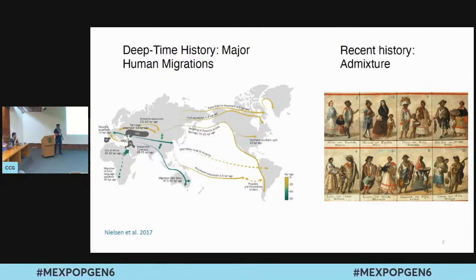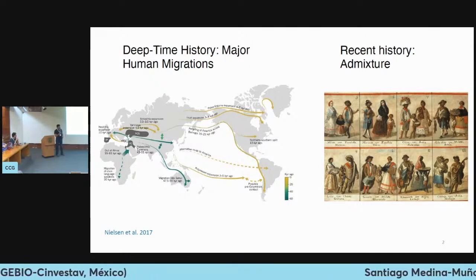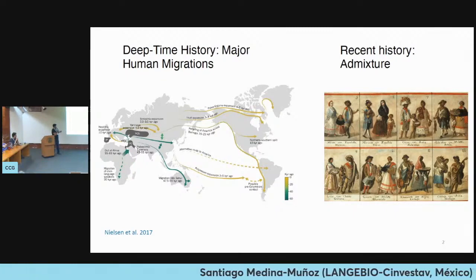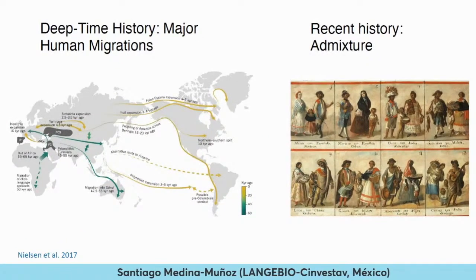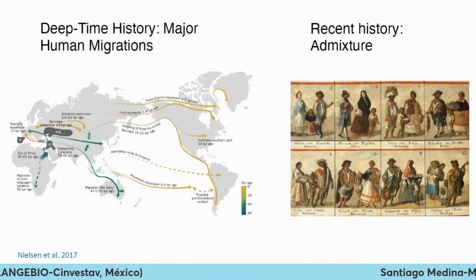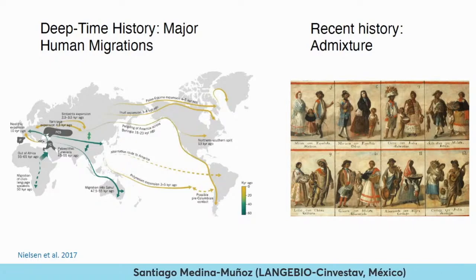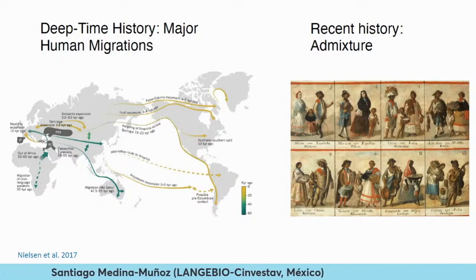The populations in Latin America have a very complex demographic history with different dynamics at distinct timescales. For example, there is the deep time history that involves the major human migrations, for instance, the out of Africa and subsequently the peopling of the Americas. And more recently, we also have the admixture. We saw in Sarah's talk about the admixture that involved different ancestries, mainly from Europe and Africa.